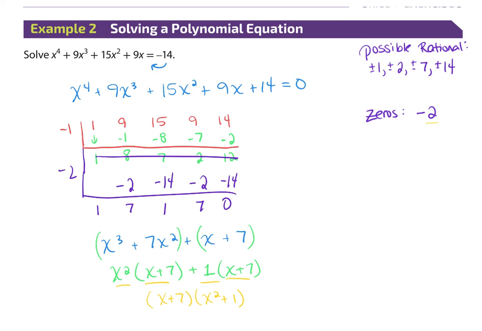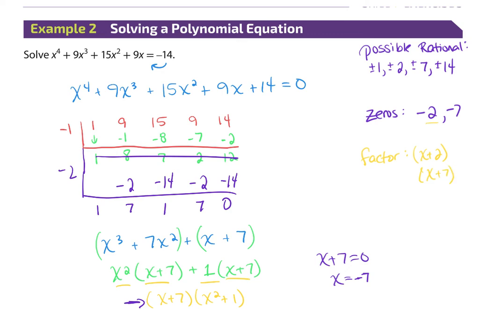The factor for x or negative 2 is x plus 2, right? That's my factor. I can find another 0 right here. Set x plus 7 equal to 0. What is my 0 going to be? Negative 7. So that's another 0. And I know another factor, x plus 7.